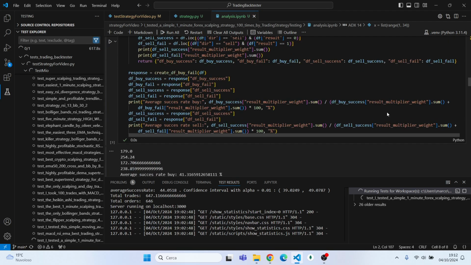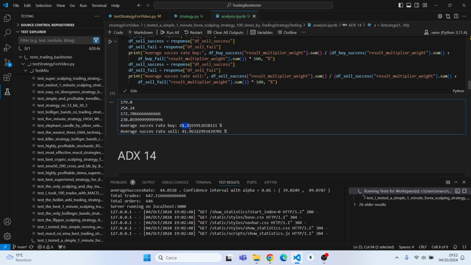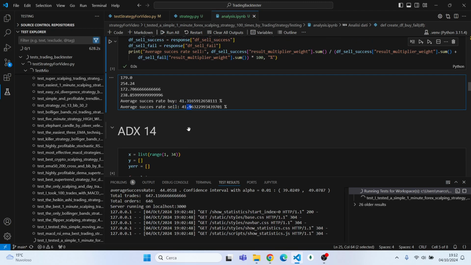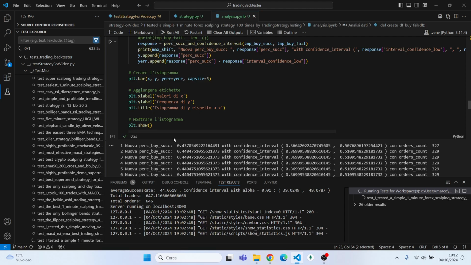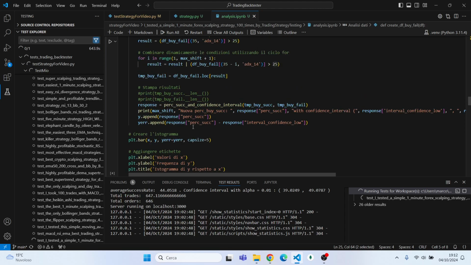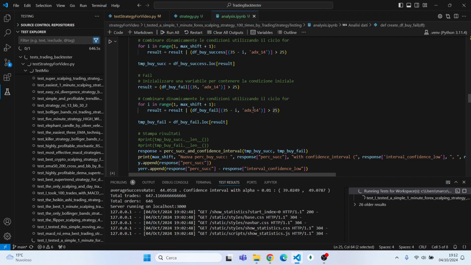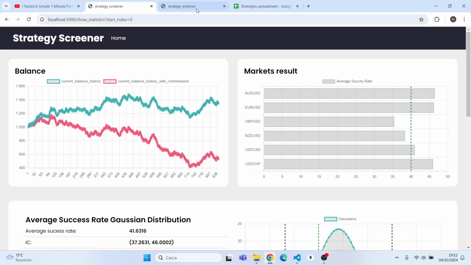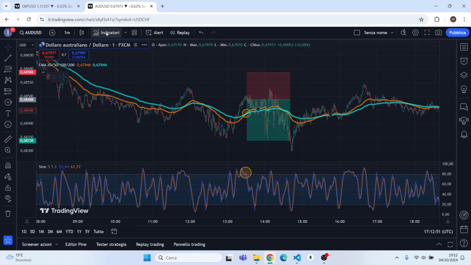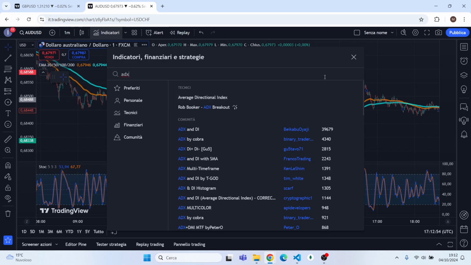I have already downloaded the trades, and the first thing I found is that there was no difference between the average success rate for buy and sell. As you can see, it's almost the same. And for today's video, I decided to use ADX 14 to improve the strategy. What I have found is that if you check that, for at least one candle in the last 3 before the position was opened, ADX 14 is above 25. So you go here and search ADX, this one.